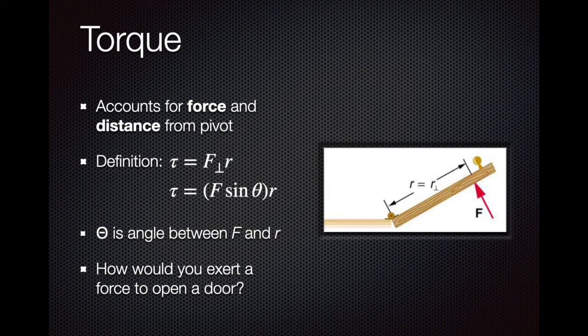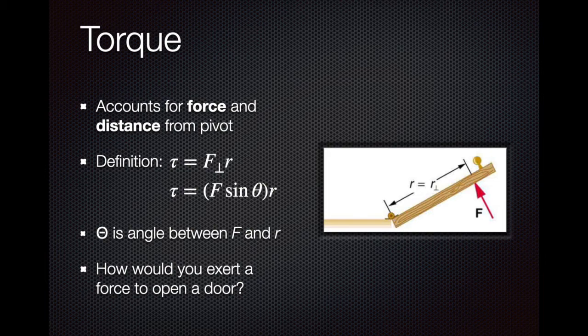So torque is a concept that sort of takes force and moves it into the realm of rotational motion. So torque accounts for both the force that's applied to an object and the distance from the pivot point. Now, the pivot point usually is going to be given. So if we look at this picture of a door, we know that the door is going to pivot around the hinge, right, if it's going to rotate at all.